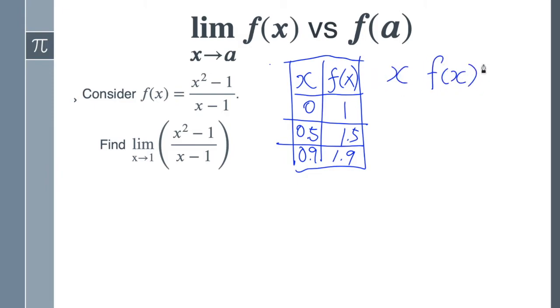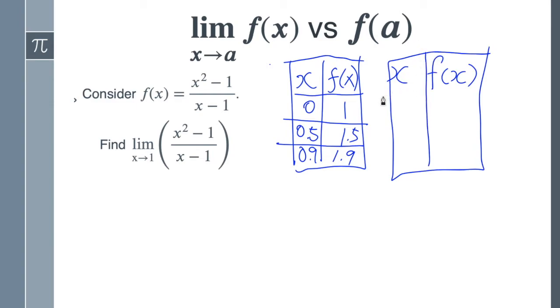Let's just make use of 3 values. Okay, and let's start with 2, shall we? Well, let's try 1.5, and then let's try 1.1. Okay, which is the same with here. So if it's 2, this becomes 2 squared, which is 4, 4 minus 1 is equal to 3. This becomes 2 minus 1, that becomes over 1, so this is 3.